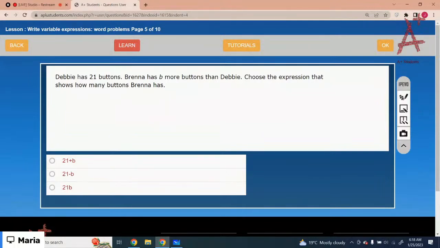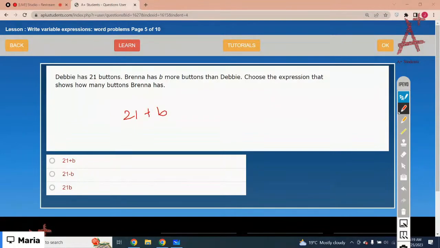B more buttons than Debbie. It would be B plus 21, or 21 plus B. Got it? That means Debbie has 21 and Brenna has B more buttons than Debbie. So it would be 21 plus B. Got it? So the correct option is 21 plus B. That is option number one. Just select the correct option and click on the OK button.